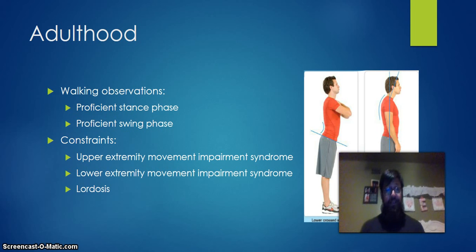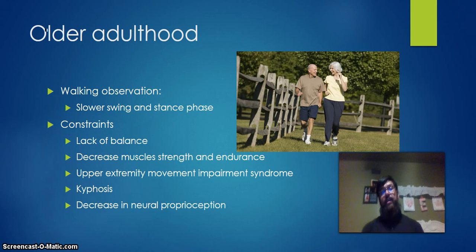And another thing is lordosis. I've only ran a couple people like this, but this is the constraint because it can actually affect the way that we walk, just like the other constraints that we have. Moving on to adulthood, this is the stage of life where everything that we did prior comes back to get us.